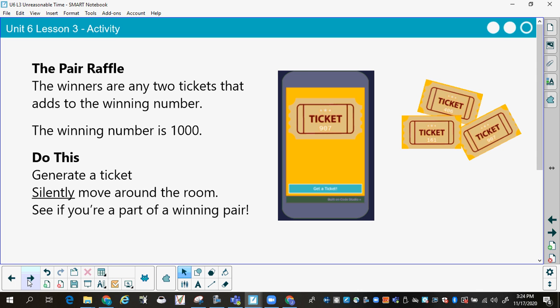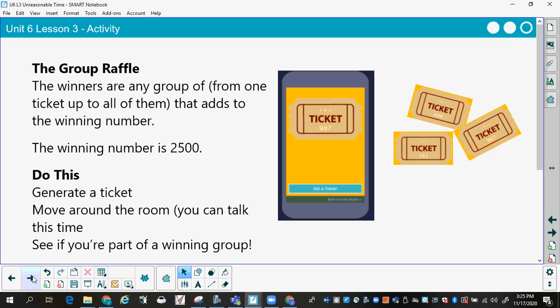Silently, if we were in class, you would move around the room to see if you're part of a winning pair, meaning two tickets that will add up to 1,000. Since you're doing this all by yourself, maybe generate 10 tickets and do a quick find. Can you generate a winning pair? Pause the video and try that. How did it work out?